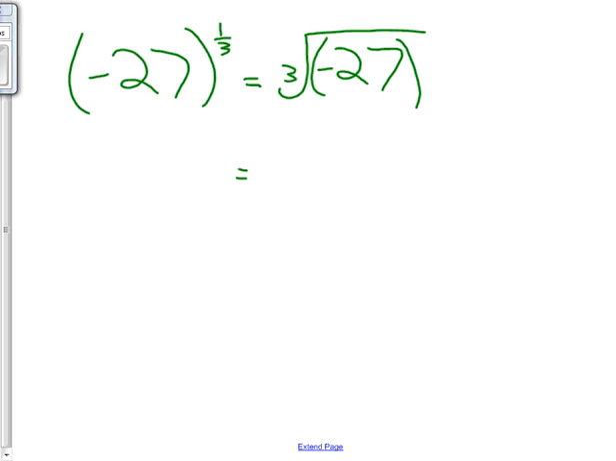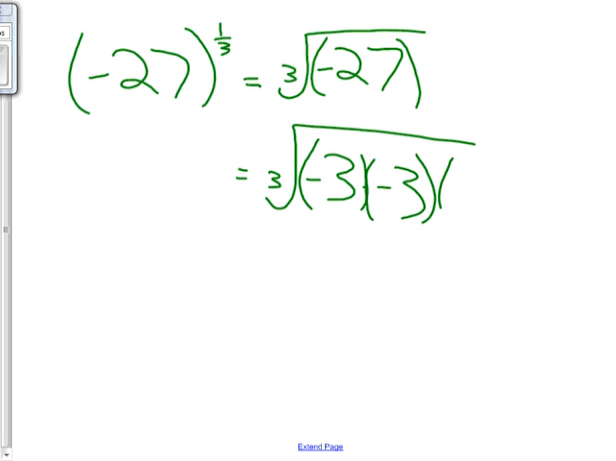Okay. When I break negative 27 down, what do I get? I get the cube root of negative 3 times negative 3, put them in brackets. You don't have to use brackets, as long as you know it's negative 3 times negative 3 times negative 3. Because of the cube root, I want to take out a triplet. So here I have three negative 3's, so I take out negative 3.